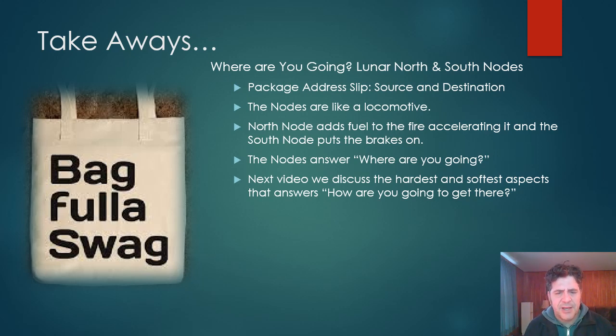So that just kind of came to me. There's lots of analogies. I use locomotive, package addresses. For the sake of looking at charts, I like the package address because we want a simple place, a starting point of where we're starting from and where we're going to. And the North Node just fits that really nicely. So they basically answer, where are you going?